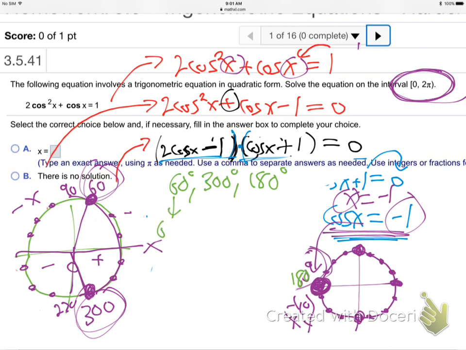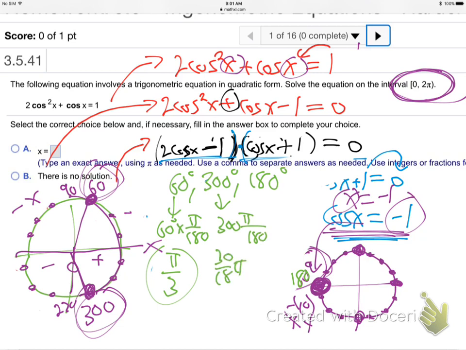So 60, remember what you do, you just multiply each of these by pi over 180. That's going to be pi over 3. 300, same thing, times pi over 180. What is that, 30/18 pi divided by 6? Is that going to be 5/3 pi? And the third answer, oh, that's easy, 180. That's just pi. So there are the three answers. They want you to list them with commas: pi over 3, 5 pi over 3, and pi. Is that good? Any questions I can answer on that? All right, that's number 1.